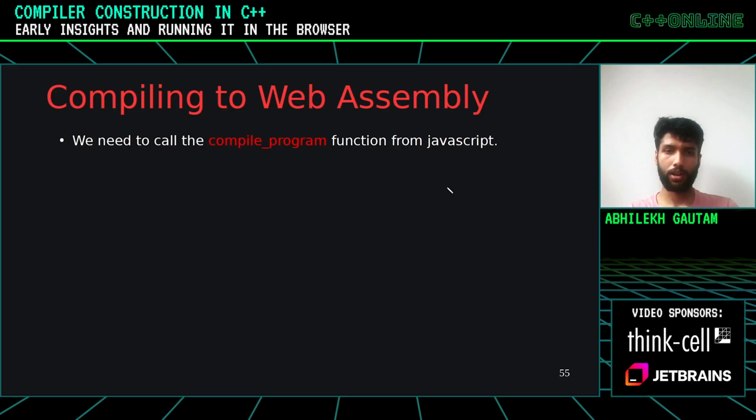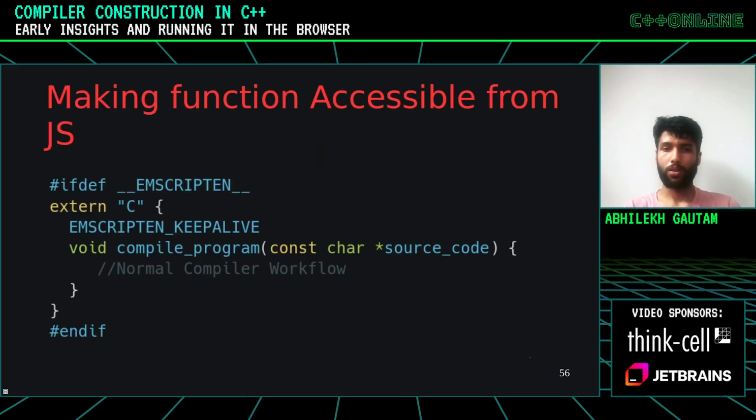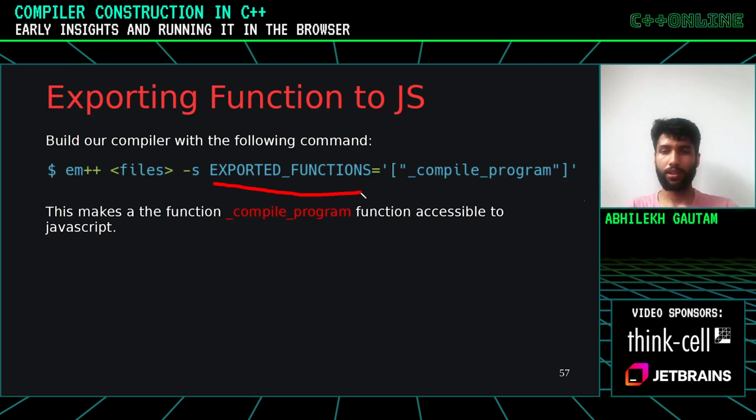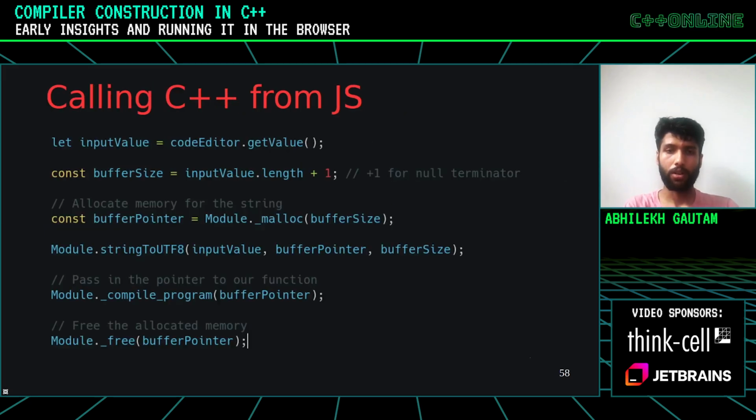How can we do that? We'll wrap this in the Emscripten macro, and while building, we will use the export function command that exports underscore compile underscore program. What this does is make compile program accessible to the script, right? Now, how can we call compile program from JavaScript?